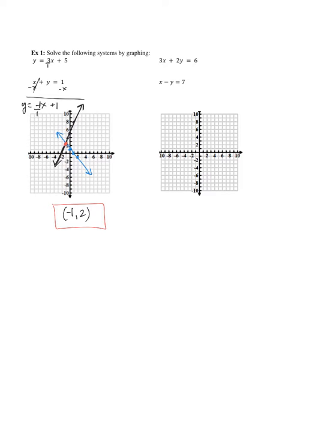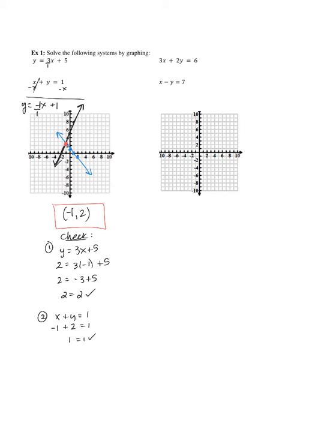If I'm a little messy on my graph and can't really tell, I can just double check and see if that point works in the first equation. The first equation was y equals 3x plus 5, so I'll plug in 2 for y and negative 1 for x, and let's see if that is true. Here we see that 2 is equal to 2. So it works on that one, and then we can double check in the other one as well. x plus y equals 1, and that does work. Negative 1 plus 2 equals 1. So that's a double check if your graph is a tiny bit messy and you can't tell.